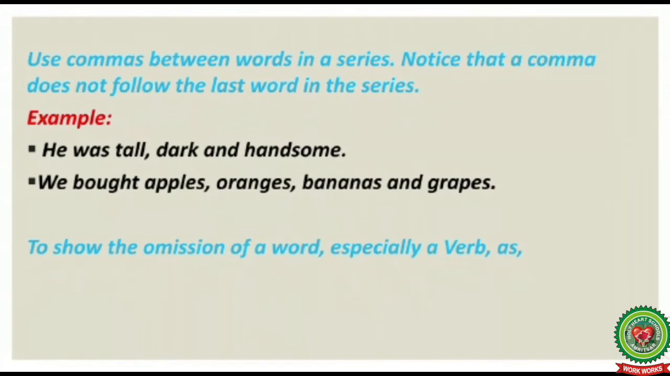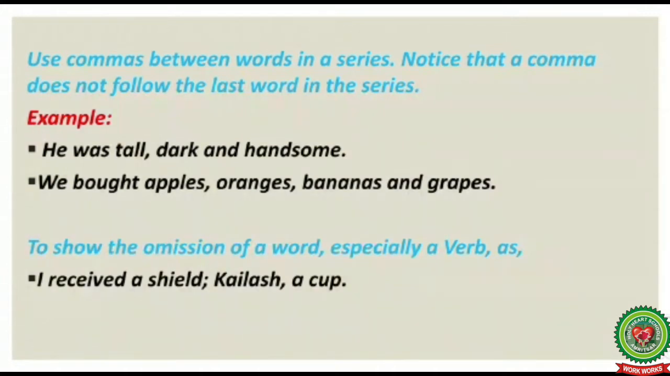To show the omission of a word, especially a verb, as in: I received a shield, Kailash a cup. This statement depicts that I received a shield, whereas Kailash got a cup. Here we have omitted the verb. Kailash is followed by a comma, which states that Kailash also received a cup.